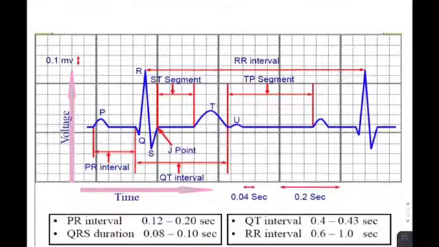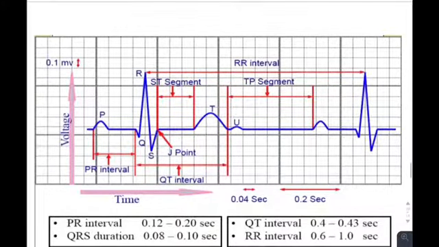First, we will calculate the PR interval. The PR interval is the period between the beginning of the P wave and the beginning of the QRS complex. And it has 1, 2, 3 small squares. So 3 multiplied by 0.04 is equal to 0.12. And the normal range for the PR interval is between 0.12 and 0.20 second.